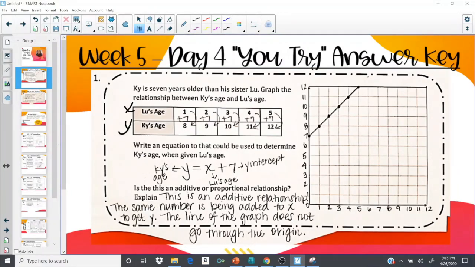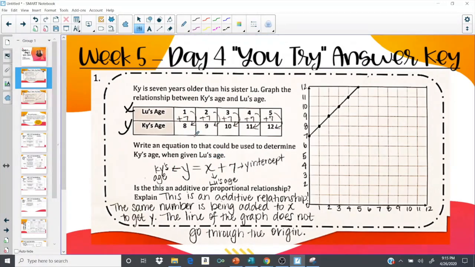So think to yourself, how can I go from 1 to 8, 2 to 9, 3 to 10? Each time you can add 7. 1 plus 7 will give you 8, 2 plus 7 will give you 9, 3 plus 7 will give you 10, and so on. So the additive relationship, or the relationship between X and Y, is additive. Each time you are adding 7. Okay? So write an equation that could be used to determine Kai's age, given Lou's age.